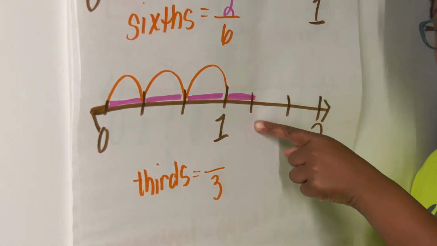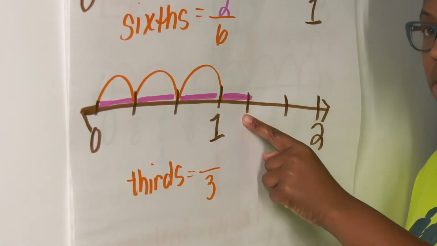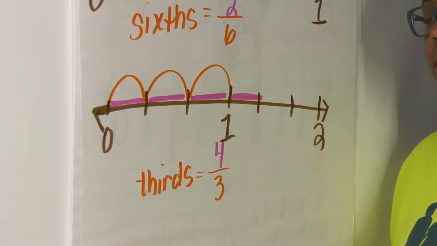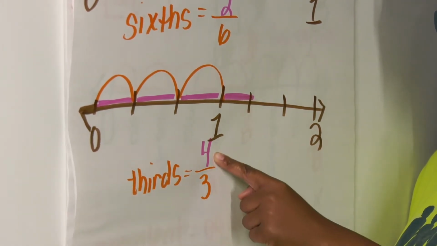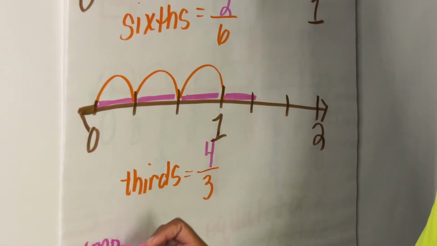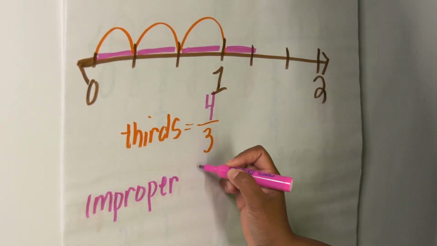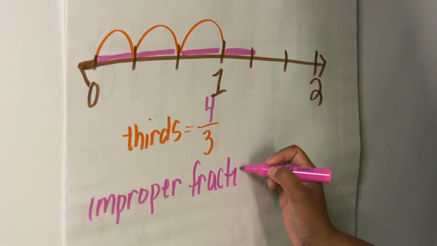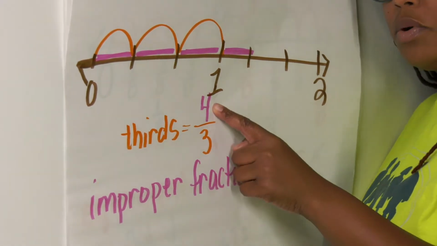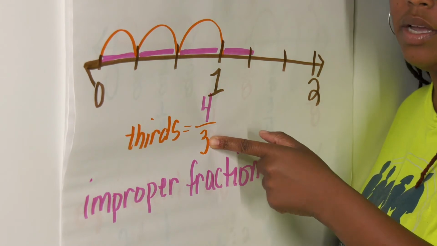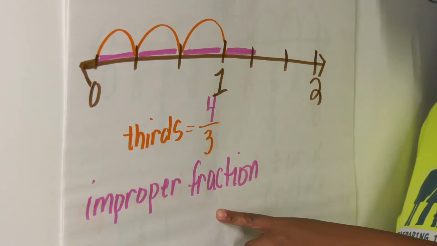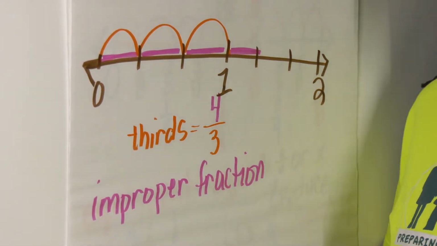So now let's say on this number line you have a number line that looks like this. 1, 2, 3, 4 pieces, 4 thirds. So when you have a fraction that looks like that, that is called an improper fraction. Okay, I also call them fatheads. Why? Because my numerator is bigger than my denominator. When your numerator is bigger than your denominator, that is called an improper fraction or a fathead.